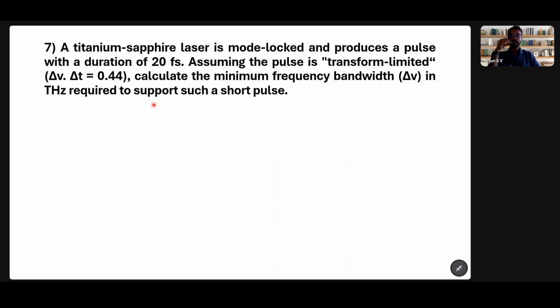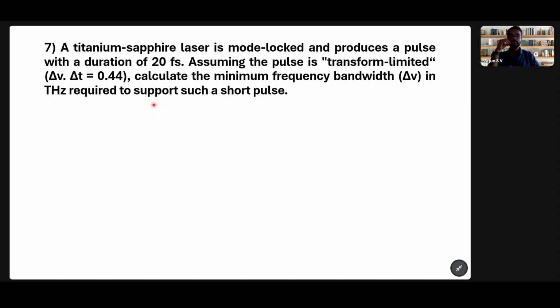So question number 7, I think this is the last numerical problem that I've come with. A titanium sapphire laser is mode locked and produces a pulse with a duration of 20 femtoseconds. Femtosecond basically means 10 power minus 15 seconds. Assuming the pulse is transform limited, where delta nu into delta t is equal to 0.44, calculate the minimum frequency bandwidth in terahertz required to support such a short pulse.